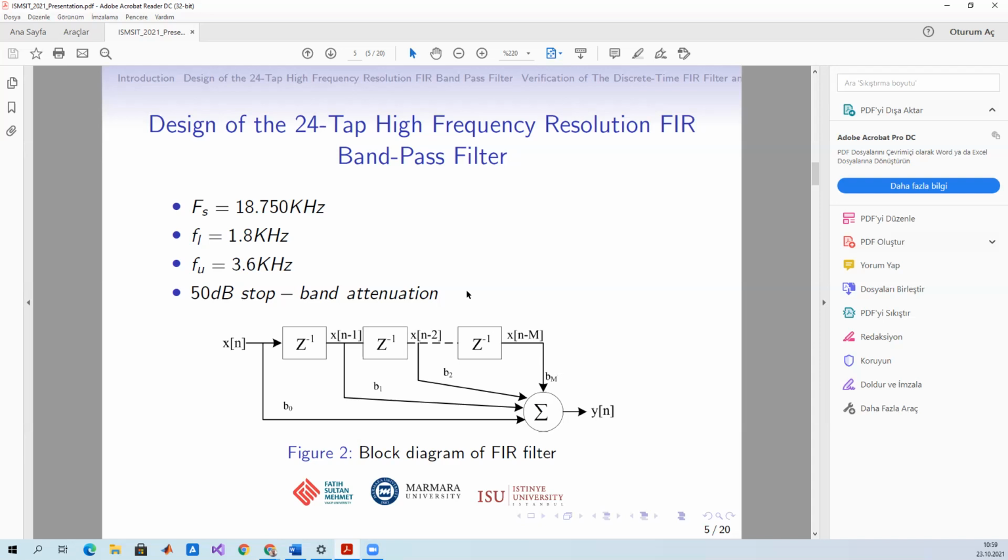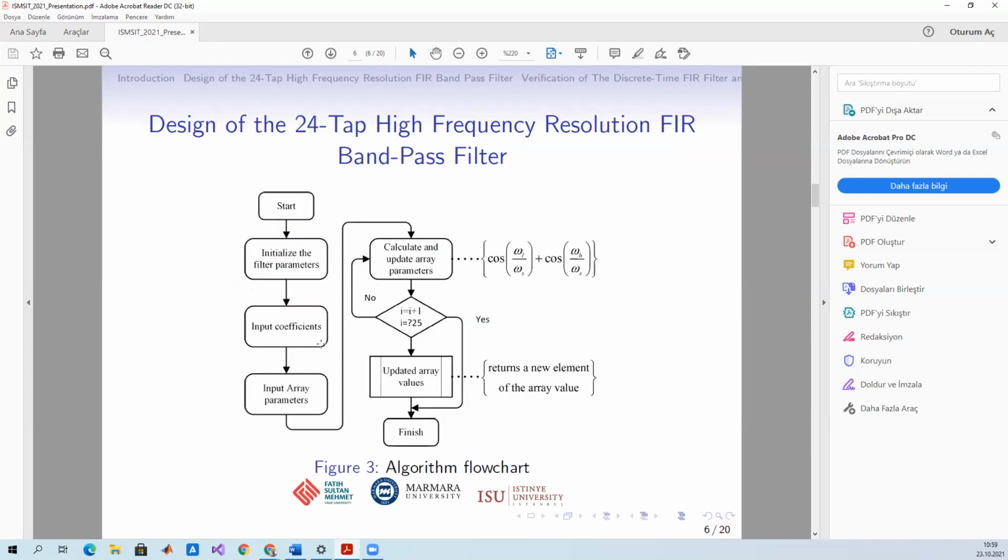And we use the sampling frequency I said before, about 18 kilohertz, and the low cutoff frequency I gave, and the 50 dB stop band attenuation. So when we come to the design of the high frequency resolution FIR bandpass filter, we use 24 taps, meaning 24 order of the filter. And this is the algorithm flowchart we use in the LabVIEW and the VHDL program.